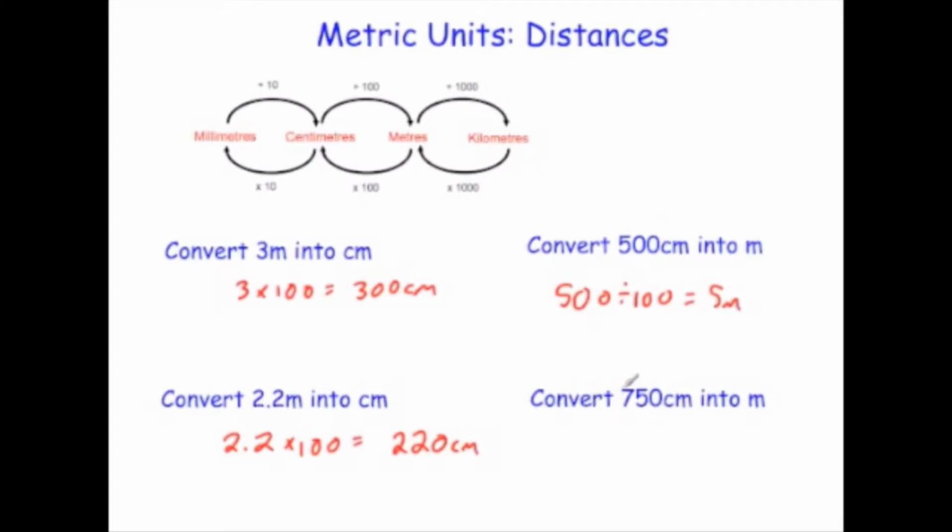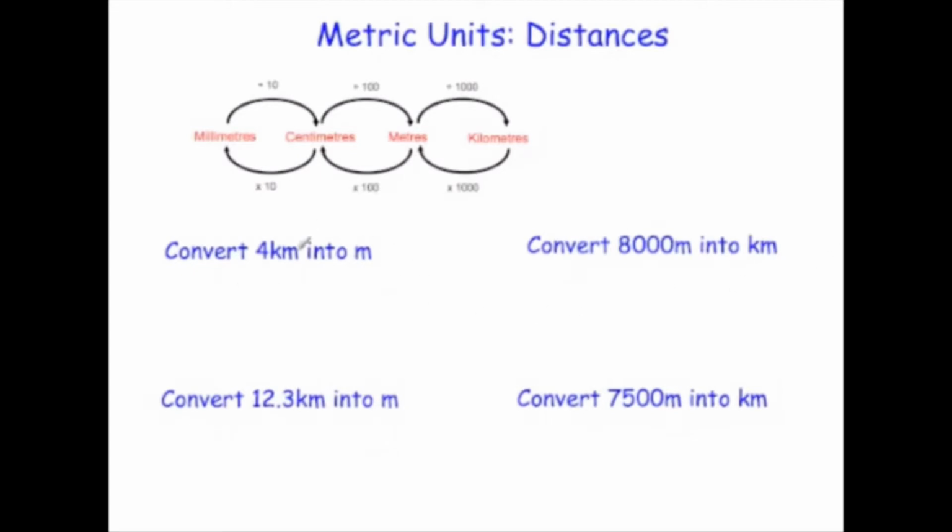And finally, convert 750 centimeters into meters. So again, to go from centimeters to meters, you divide by 100. So we're going to do 750 divided by 100. Whenever we do that, we move the decimal place twice, 1, 2, so that'll be 7.5. So 750 centimeters is 7.5 meters.